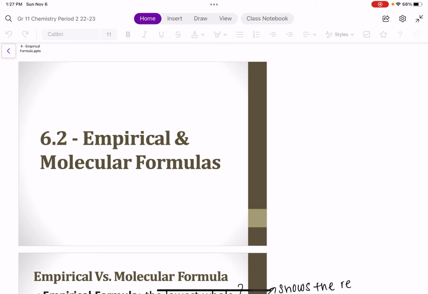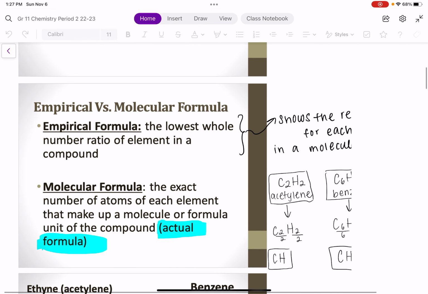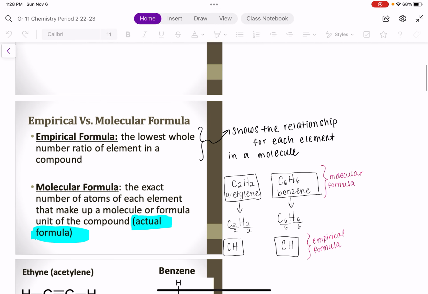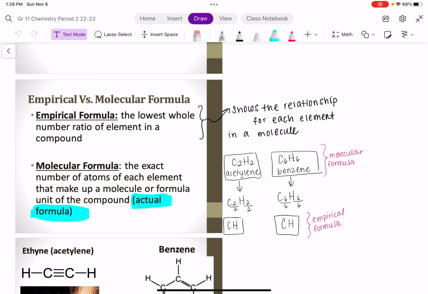Okay, so last week we learned about empirical and molecular formulas. If you were not here on Friday, you should have copied this note down. At least half of it we did on Friday. It says here that the empirical formula is the lowest whole number ratio of elements in a compound. So it shows the relationship for each element in a molecule.